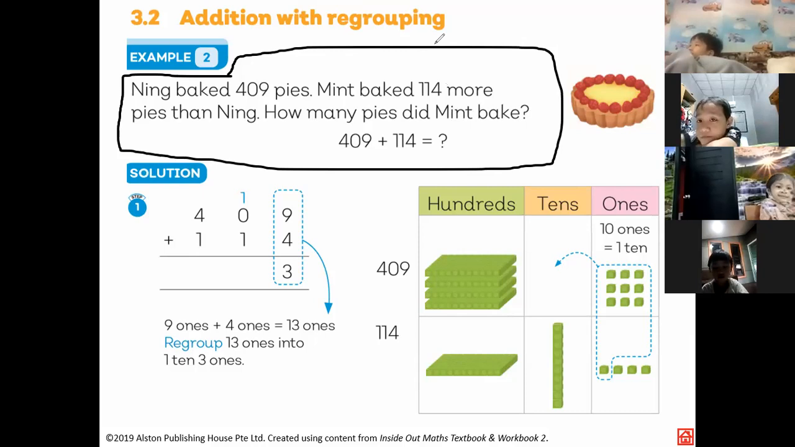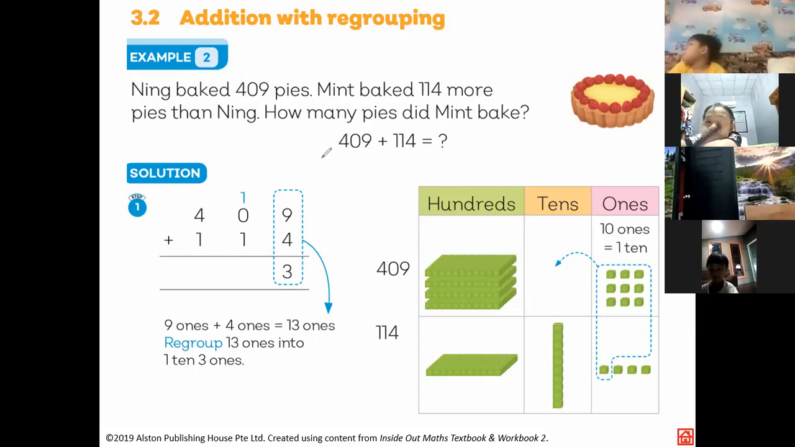So I'm gonna read one more time. Ning baked 409 pies, and then Mint baked 114 more pies than Ning. The question is, how many pies did Mint bake? Okay, so here's the solution, class. You just have to add 409 plus 114. So what's the answer? Here's the solution, okay? So we have 409 and then 114.